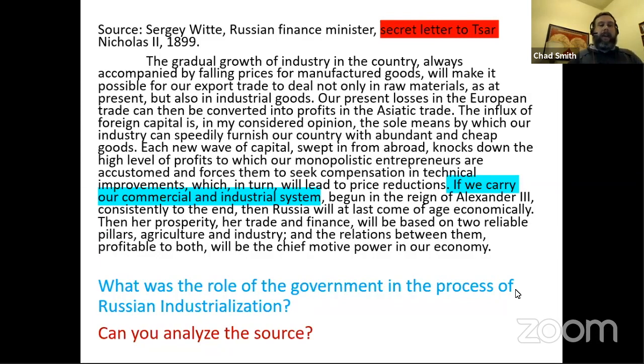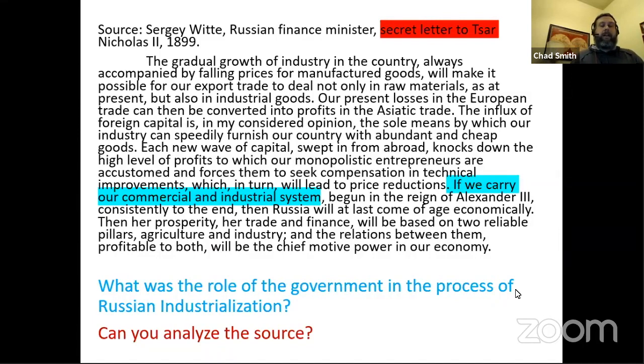See, when he says "we," you look at the top and you can see that Sergei Witt is a member of the government speaking to the leader of the government. So for Sergei Witt, "we" means the government. What was the role of the government in the process of Russian industrialization? The process of Russian industrialization was directly sponsored and controlled by the government.